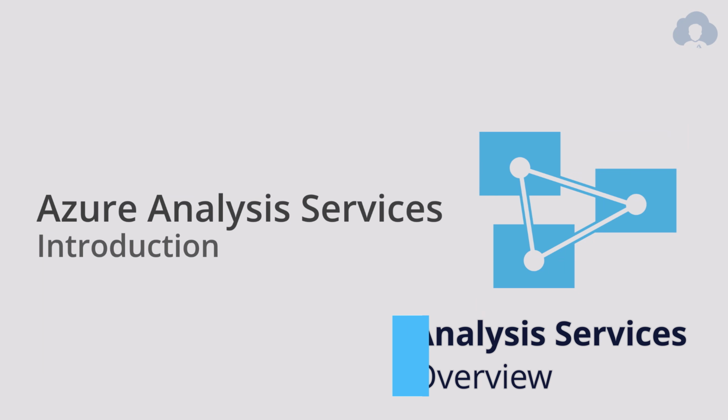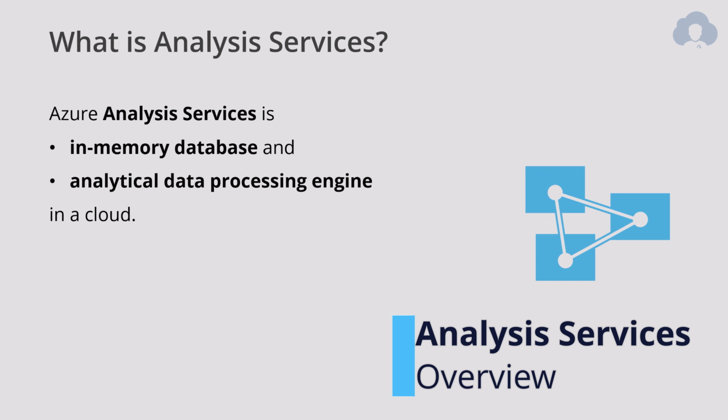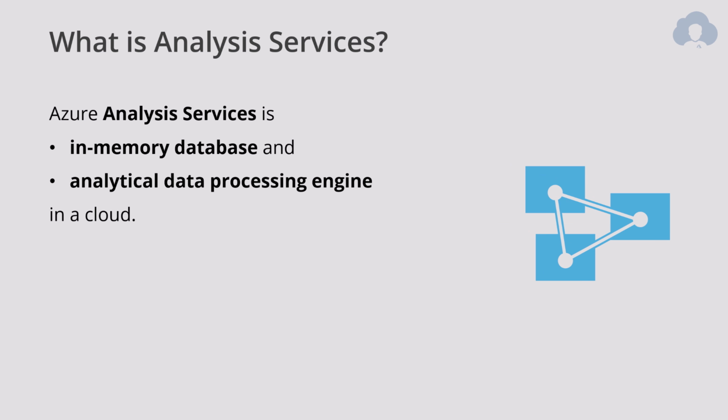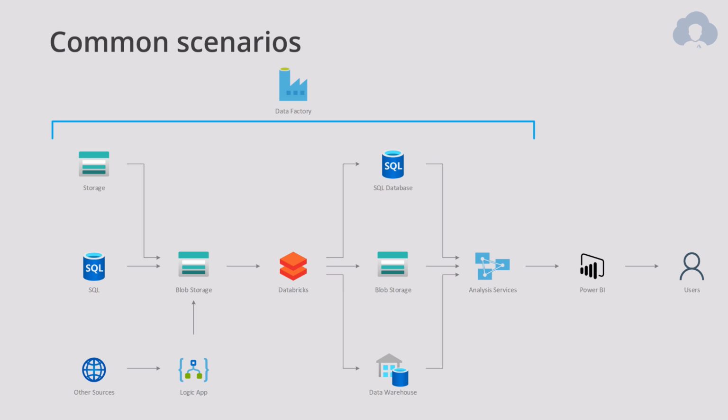So let's talk about what is Azure Analysis Services. Azure Analysis Services is, first of all, your in-memory database, but also your analytical data processing engine and everything that in a cloud as a service. You usually will see Analysis Services being by the end of your architectures just before your BI reporting solution. In Azure, most of the time, that will be Power BI, and you will see Analysis Services as a backend analytical engine. So what is this analytical engine that I'm talking about?